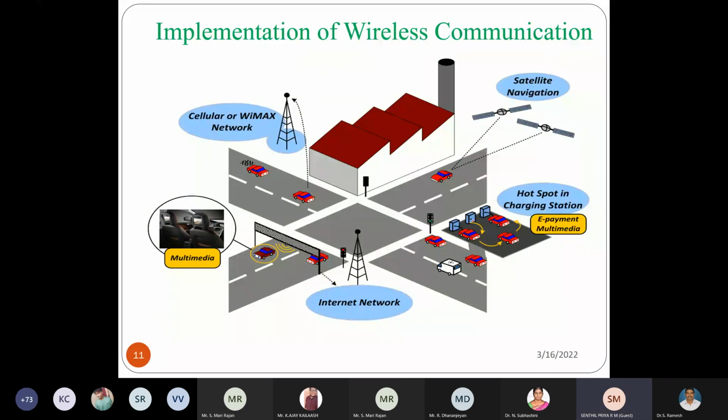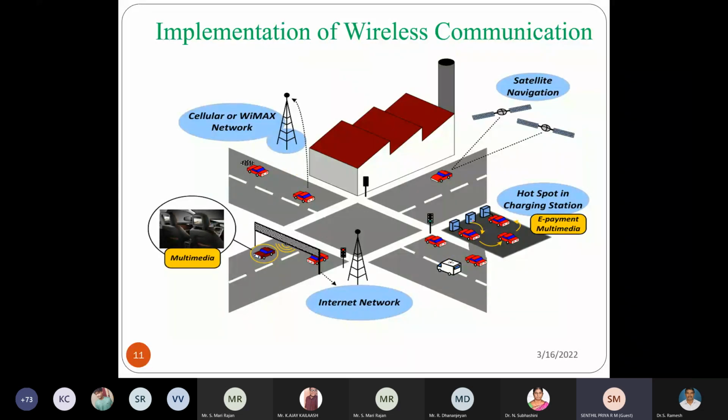Then, implementation of wireless communication. Where are we going to implement it? We have a lot of sections: navigation, satellite communication, mobile communication, the cellular network, then media and multimedia systems. Now we are going for internet, and then ambulance. Nowadays we are always going for electric vehicles, so we can see a hotspot in a charging station. So we can have wireless charging.